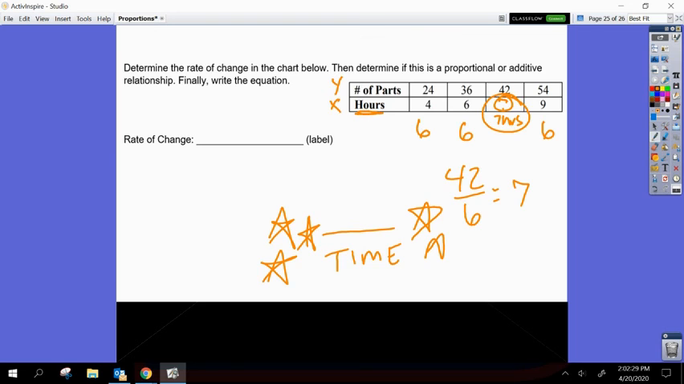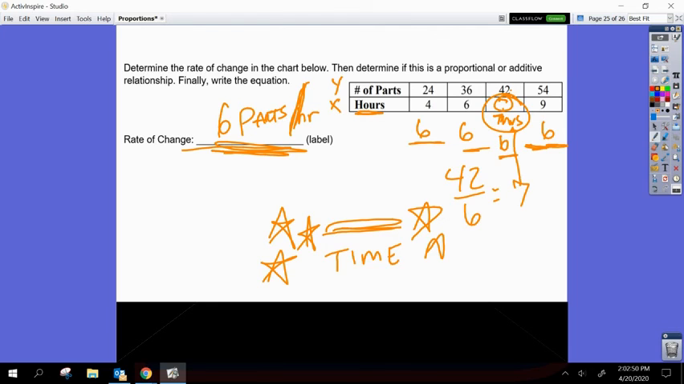The rate of change, which is the amount of division, is 6 parts per hour. Again, time goes on bottom, so that's why hour is on the bottom of that fraction. 6 parts per hour because that's what I got. Not 7. 7 is how I determine, because 42 divided by 7 is also 6. So the rate of change is the same division every single time, 6 parts per hour.